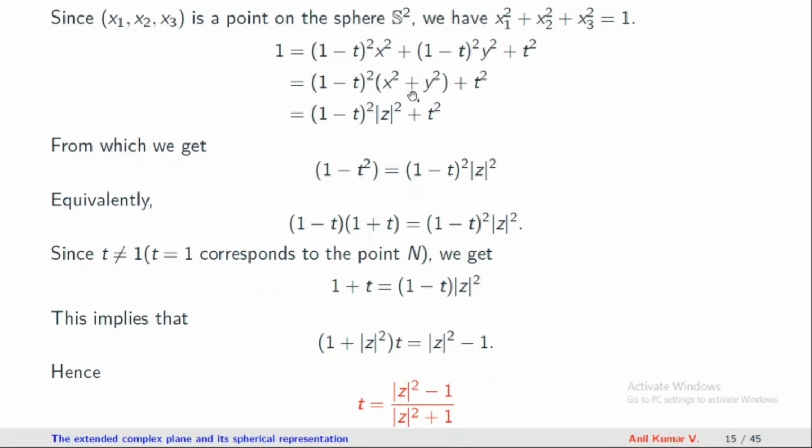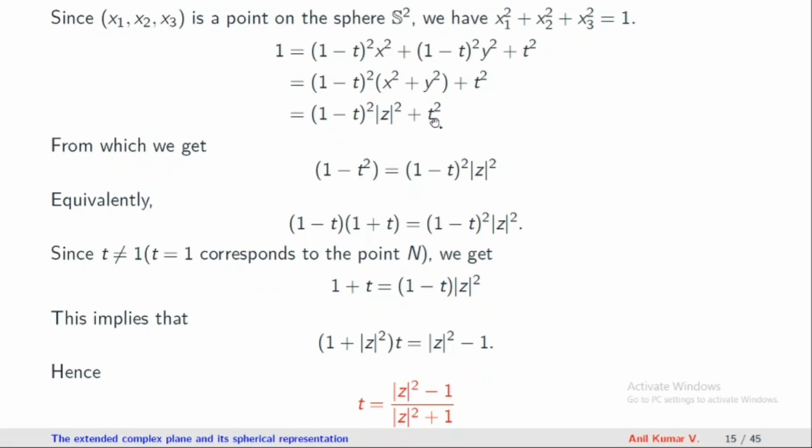But x square plus y square is the square of the modulus of the complex number z, that is 1 minus t, and this term can be written as 1 minus t the whole square into mod z the whole square. The modulus of the complex number z is the root of x square plus y square. Therefore, mod z the whole square is equal to x square plus y square. So we have 1 is equal to (1 minus t) square into mod z the whole square plus t square.